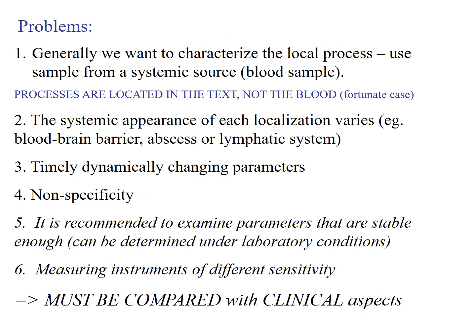So generally, we want to characterize the local process, but use a sample from a systemic source, so we can collect a blood sample very easily. And the next, the systemic appearance of each localization is very variable. Try to think, for example, of the blood-brain barrier, abscess, or the lymphatic system. And which is also important, we would like to check timely, very dynamically changing parameters. And unfortunately, many of them have very low specificity.